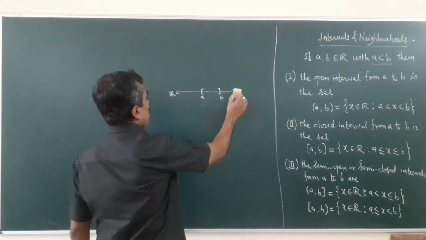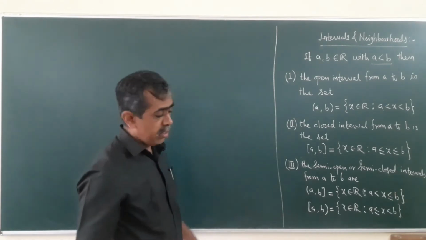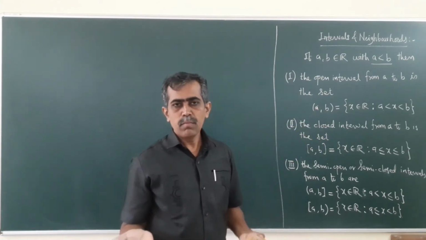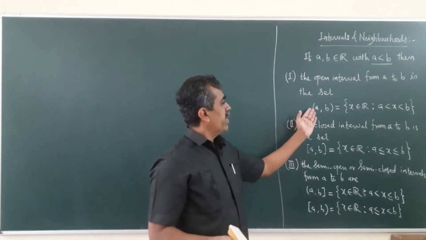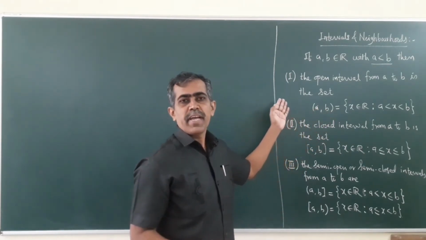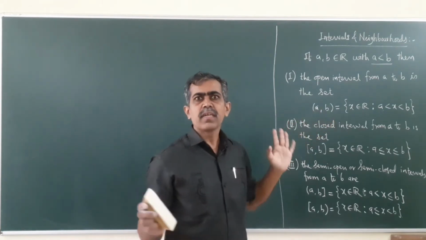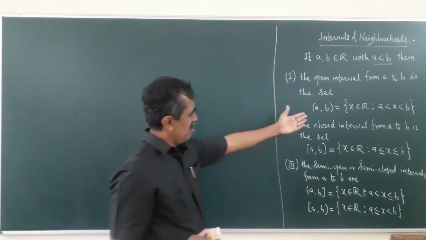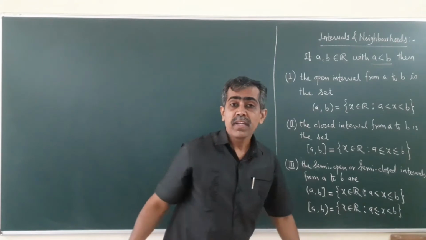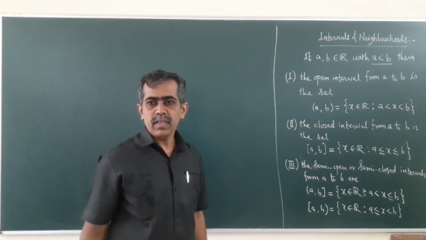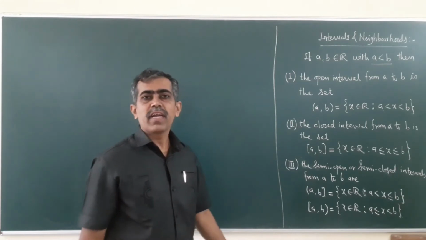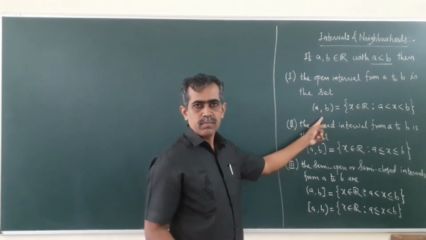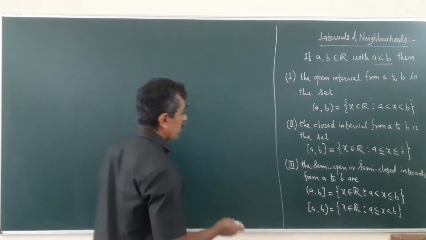Now see, here we consider A and B. If A and B are both finite, finite meaning numbers that we know, for example minus 10, 2, minus 500 and 2 lakh, then these intervals are called finite intervals.